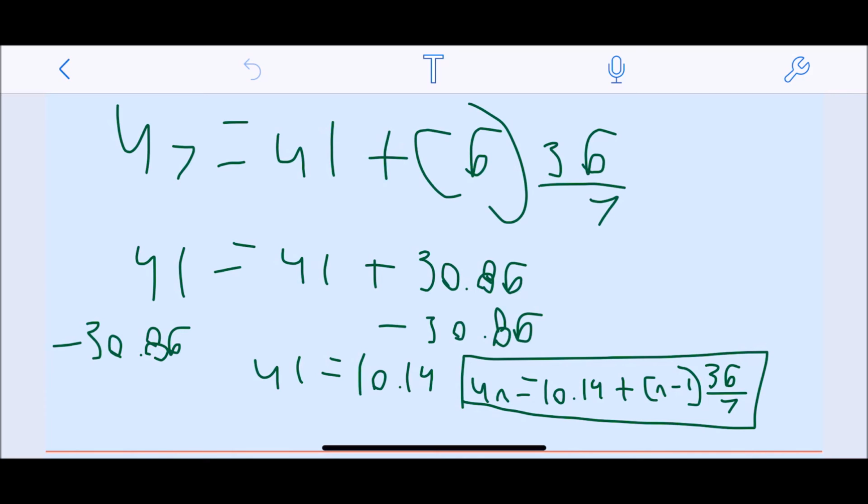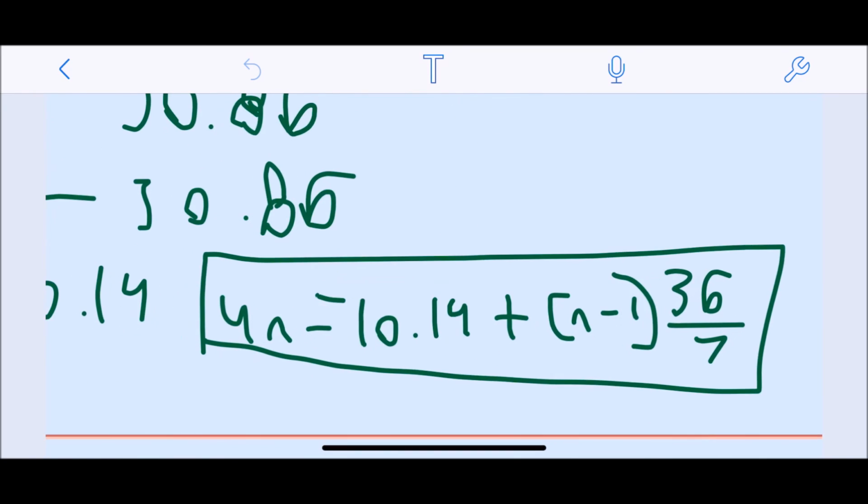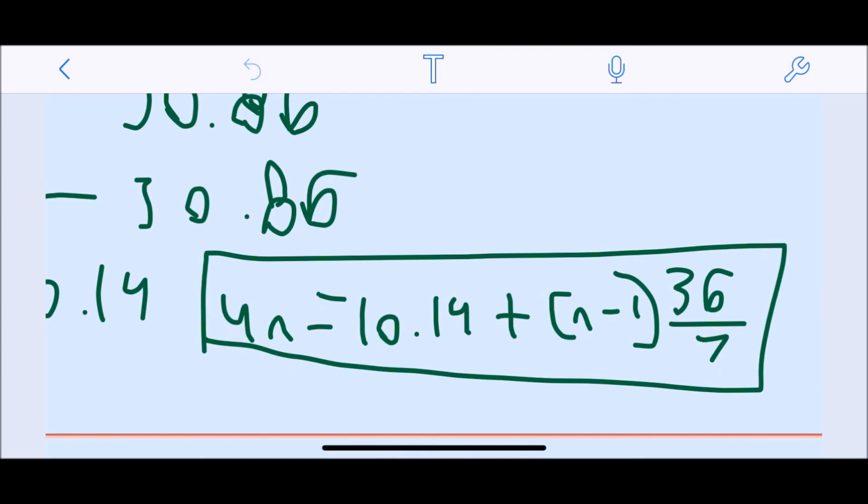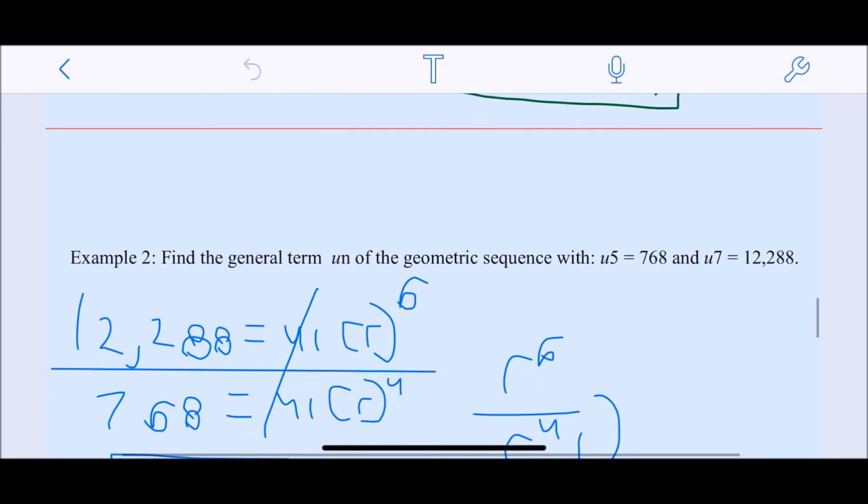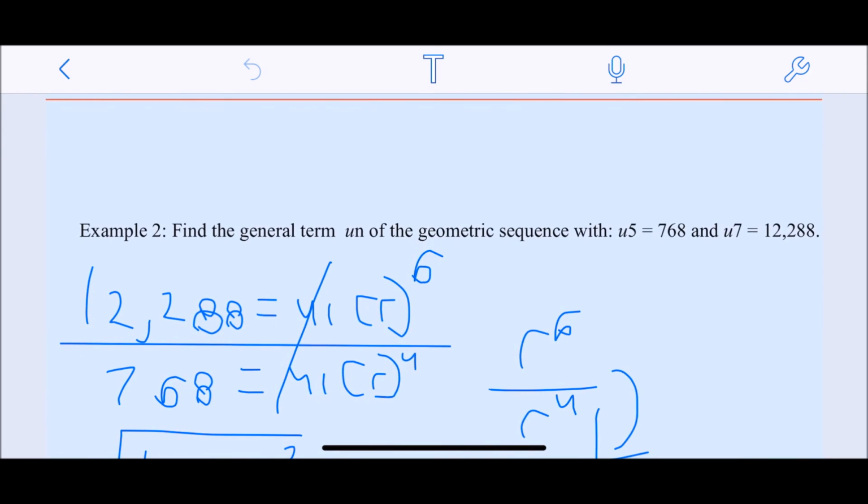And now, in order to find the general term, we're going to need u sub 1. So you can plug it into either u sub 7 or u sub 13. I did u sub 7. So u sub 7 equals u sub 1 plus 6 times 36 over 7. At this point, I just stopped using fractions and put it into my calculator and got decimals. I also plugged in 41 for u sub 7. So it's 41 equals u sub 1 plus 30.86. And if you subtract 30.86, you get u sub 1 equals 10.14.